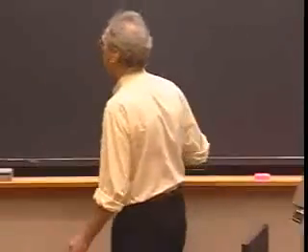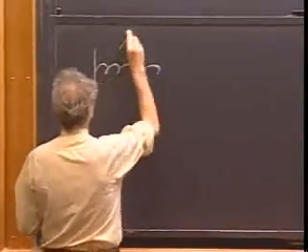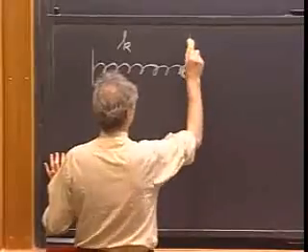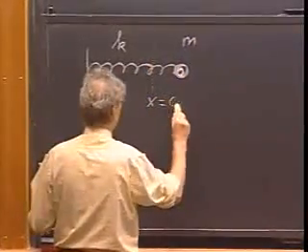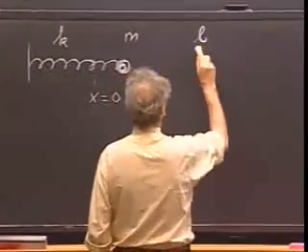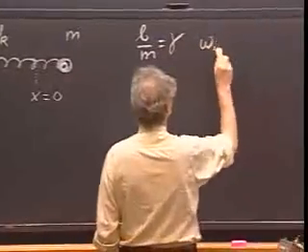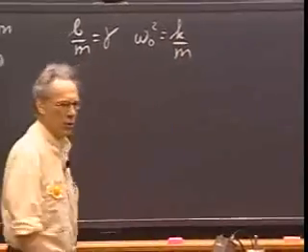Let's start with a simple example that I have here. A spring with spring constant K and an object of mass M. Let this be the equilibrium position, x equals 0. There will be damping. I will introduce again b over m equals gamma, and omega 0 squared equals k over m. We've seen this before. There's the shorthand notation.